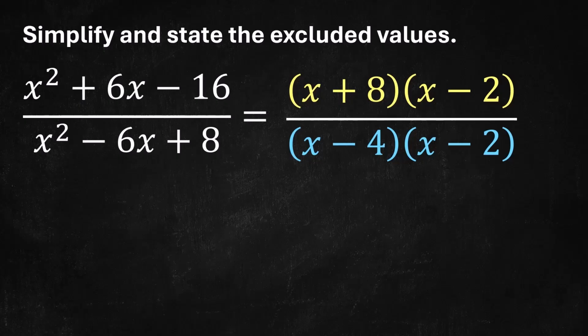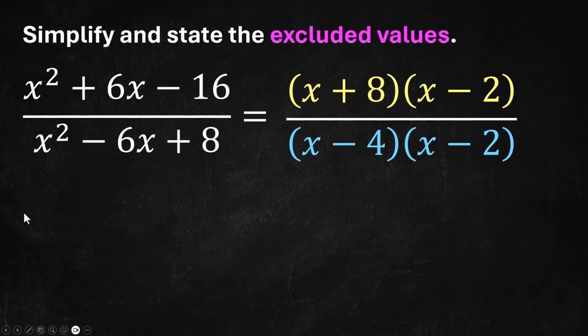So the numerator ends up becoming x plus 8 times x minus 2, and the denominator is x minus 4 times x minus 2. What I learned the hard way is that you should stop right here and take care of these excluded values right now. I know some people are going to be itching to do some canceling here, but you can't come up with the excluded values correctly unless you do it before you cancel stuff out.